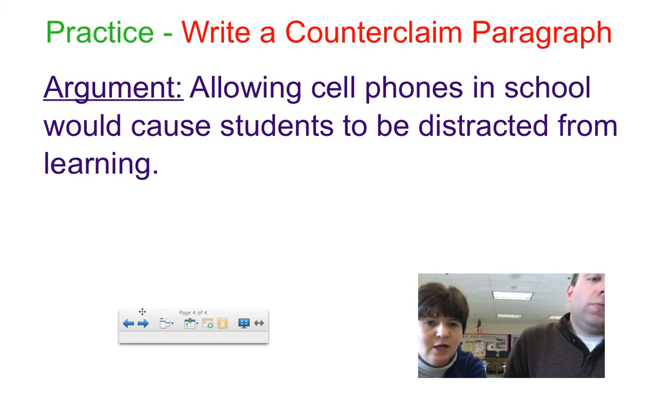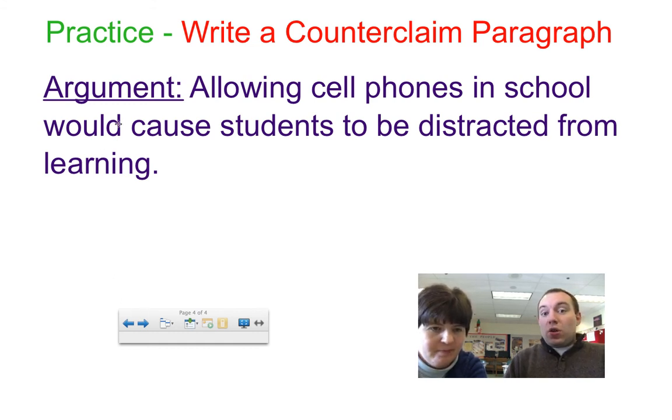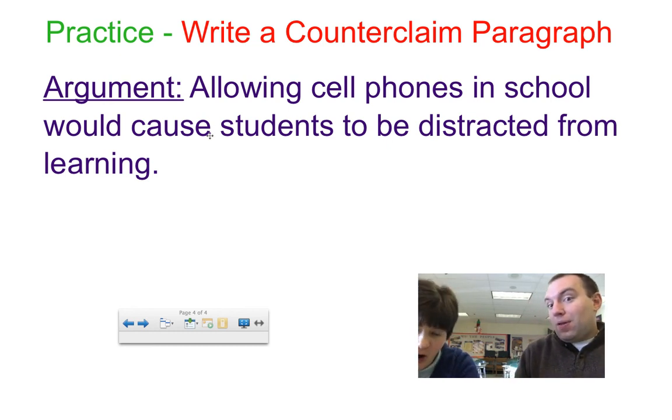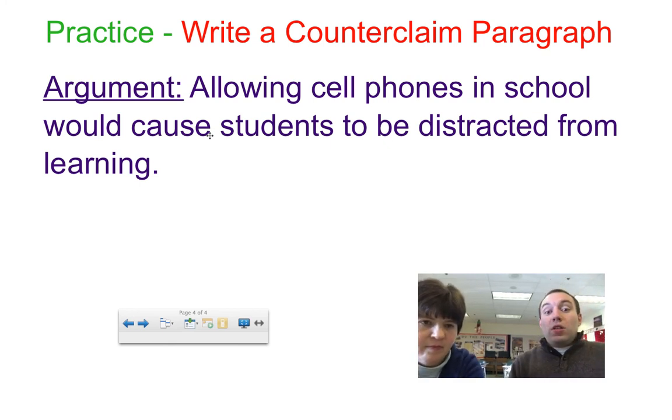And we're going to have you write on cell phones this time. Since we've been doing a lot of writing on cell phones, we want to see you write on cell phones now. So allowing cell phones in school would cause students to be distracted from learning. This is going to be the claim you're arguing back against. So your first sentence should be something like, some might say that cell phones are distracting, but in fact cell phones are helpful. They're not distracting, or they haven't considered these other things. That's the part you put in your rebuttal. So you can stop the video and do that now, and then you have completed the counterclaim higher level video. Alrighty.